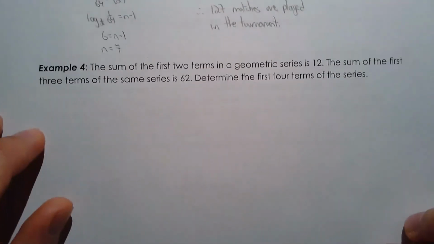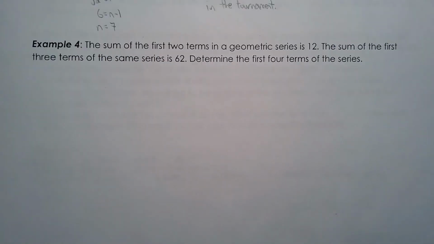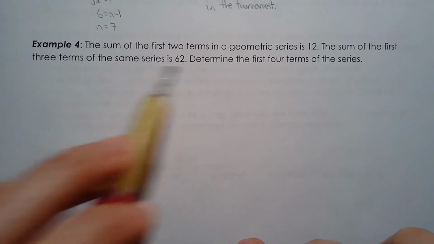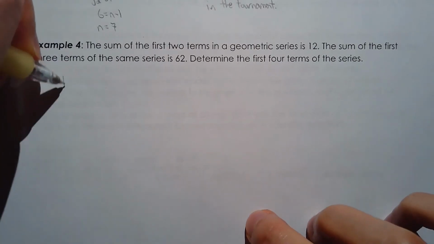Okay, for example 4, they say that the sum of the first 2 terms in a geometric series is 12, and the sum of the first 3 terms is 62. So using that information, we can find the first 4 terms of this series. You can actually use that information to solve for the 3rd term.